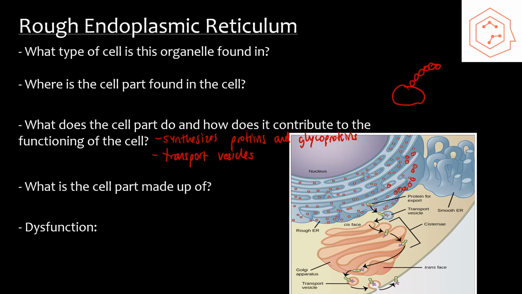A dysfunction leads to improper protein folding, because the rough endoplasmic reticulum is responsible for a lot of protein synthesis and production, as we talked about in terms of its purpose.